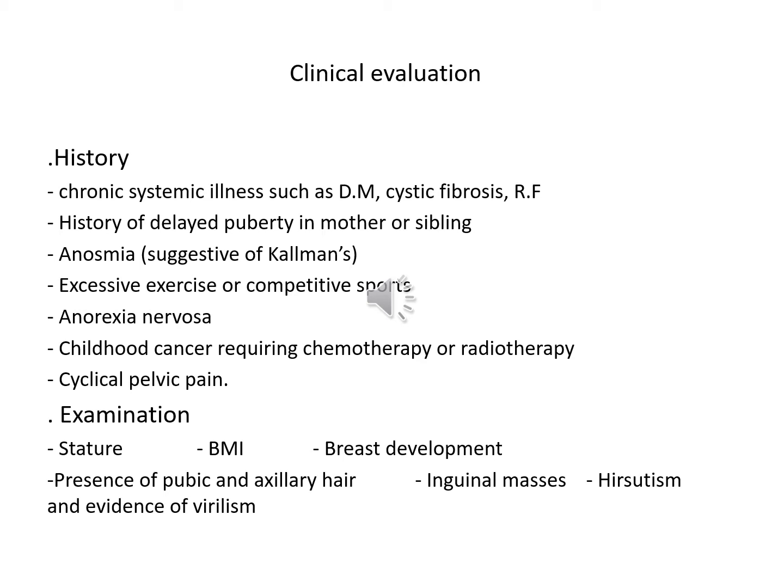Presence of pubic and axillary hair, and inguinal masses to rule out presence of testes in certain syndromes that may cause primary amenorrhea in cases of male karyotype and female phenotype. Presence or absence of hirsutism and virilization. All these clinical signs we need to look for.